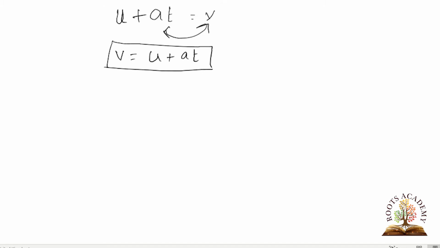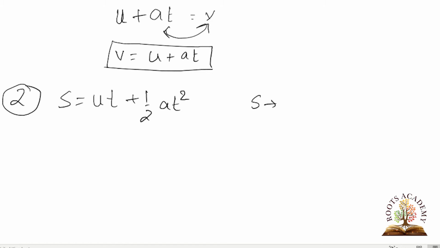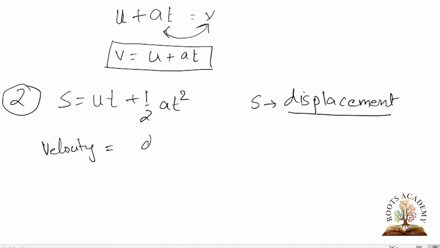So our formula will now become v = u + at, which is nothing but our first kinematic equation. Okay, so now we are going to learn about the second kinematic equation, that is s = ut + ½at². Now s stands for displacement in this case. Okay, so now how will we derive this equation? Now we know the formula for velocity, which is displacement over the period of time.